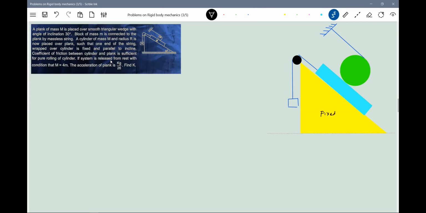This inclined plane is fixed. This is small m, capital M. Cylinder of, the cylinder is having mass m. Okay, try this one.